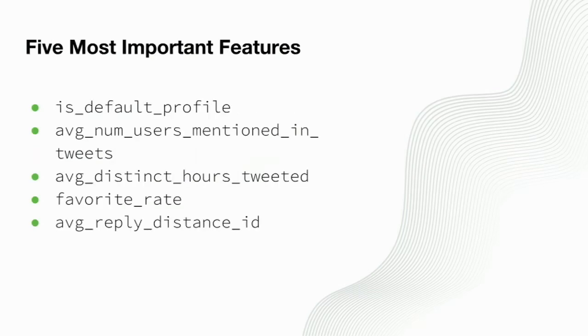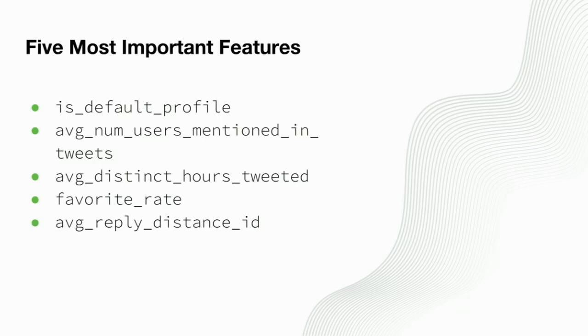Utilizing this approach, we found these were the 5 most important features of those 22. First, is the account a default profile? Those are the egg accounts that don't have a picture and have the default bio. Also, we looked at the average number of users mentioned in a tweet. So are they replying to tweets? Do they have tweets that just mention other users? Then we looked at the average number of distinct hours tweeted in a day. Again, we talked about those restless accounts. We of course hypothesized, and our model actually showed this out, that it tried to find users that had those high numbers. We also looked at favorite rate and the distance between the particular user's ID and the ID that they were replying to.